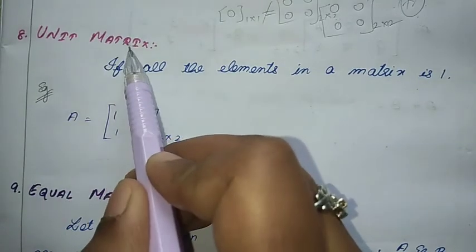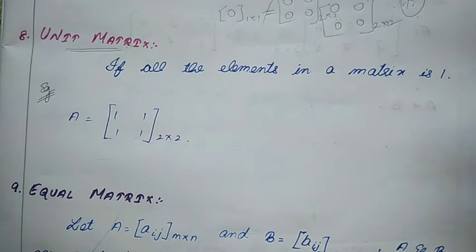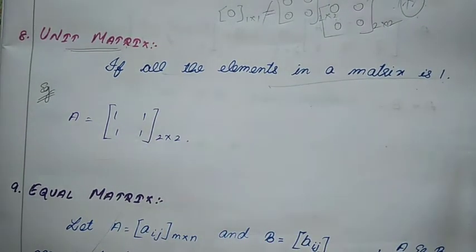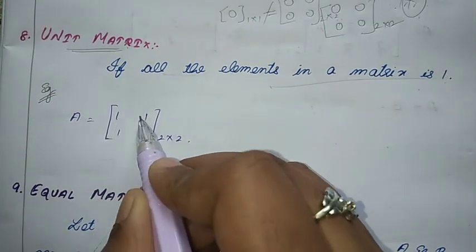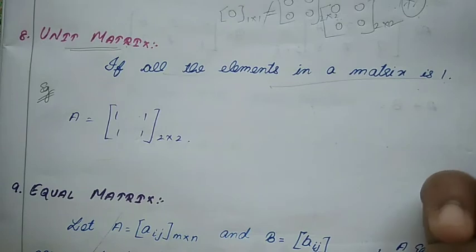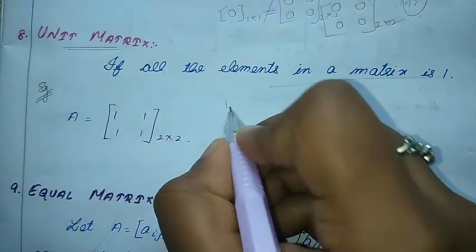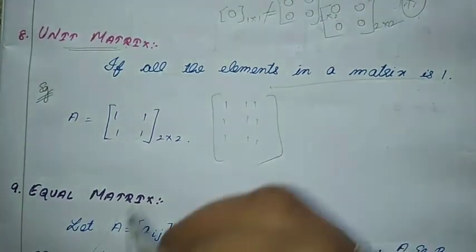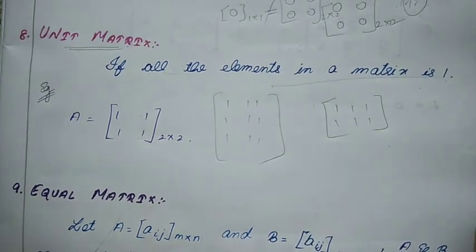The eighth type of matrix is unit matrix. Unit matrix means every element should be 1. If all elements in the matrix are 1, then it is called unit matrix. For example, A is equal to 1 1 1 1. It is a 2 by 2 matrix, therefore it is a unit matrix. If it is 3 by 3 with all ones, this is also called unit matrix. If it is 1 1 1 1 1 1, it is a 2 by 3 matrix, and here also it is called a unit matrix only.